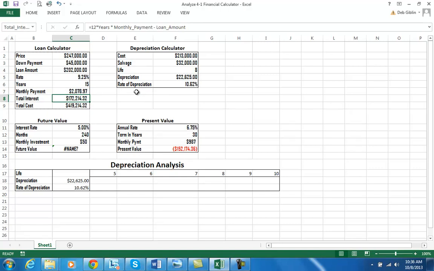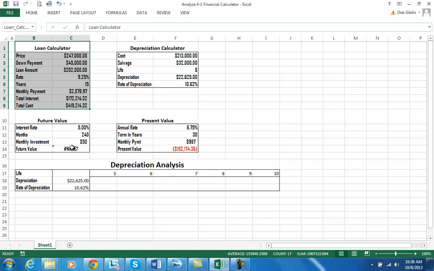Going down, it just wants you to take B1 through C9 and name that loan calculator. So right up here, just type in loan calculator. Now that's named loan calculator. Easy. That was C. D says there's two errors.